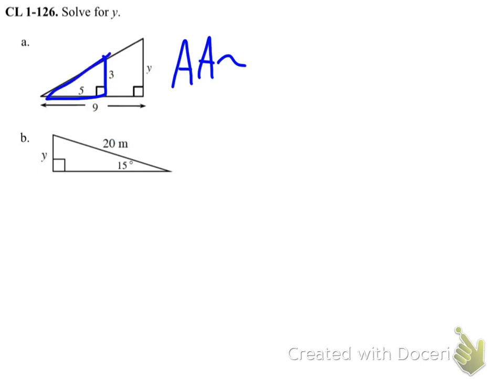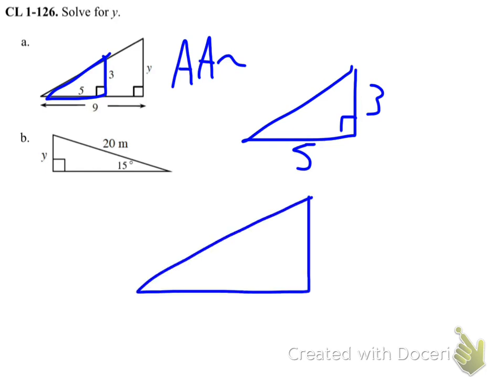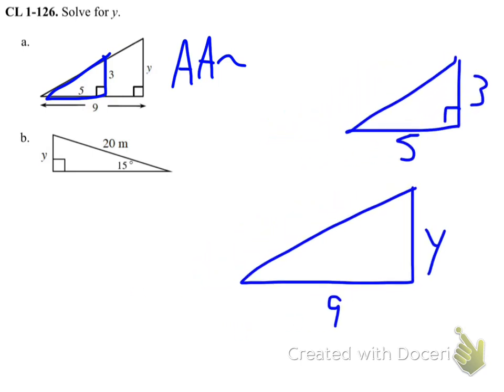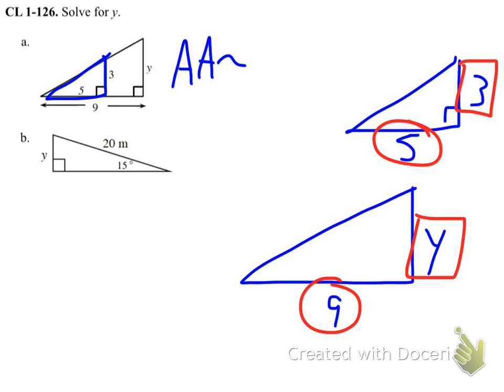So I have a triangle right here, and that's 3 and 5. And then I have the larger triangle with a side length of 9 and y. And I can set up a proportion for these now. Since I take a look at these, I can set up my similar sides, or corresponding sides. 5 and 9 are going to go together, and 3 and y are going to go together. Those are corresponding sides. So I can set up my proportion as 5 over 9 equals 3 over y.